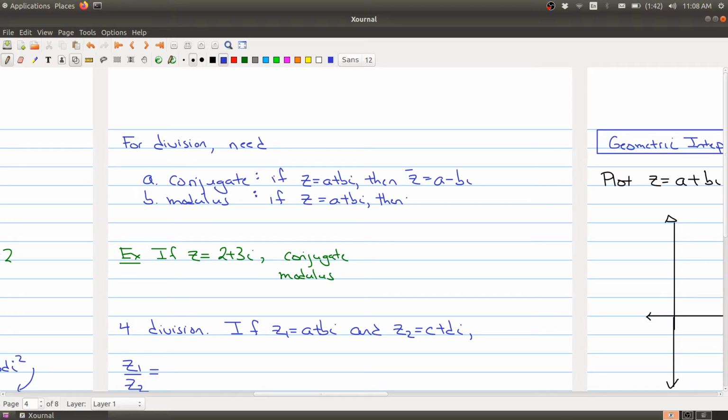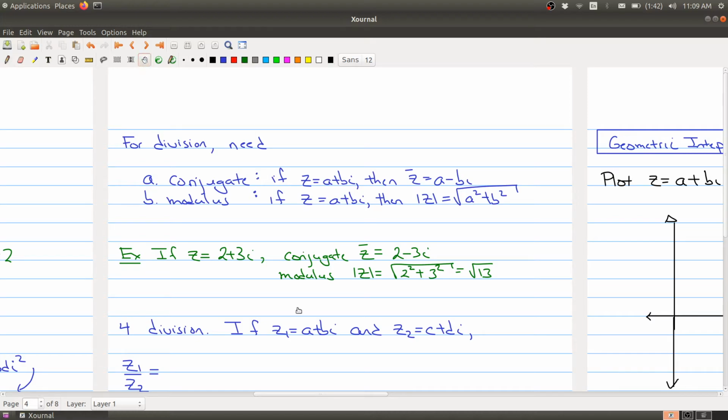And then the modulus, and we write it as the absolute value of Z, is take a squared plus b squared, and then you take the square root of that, and that's called the modulus. So as examples, if z is equal to 2 plus 3i, the conjugate is the complex number 2 minus 3i, and then the modulus is the square root of 2 squared plus 3 squared. So this is 4 plus 9, so we get the square root of 13.